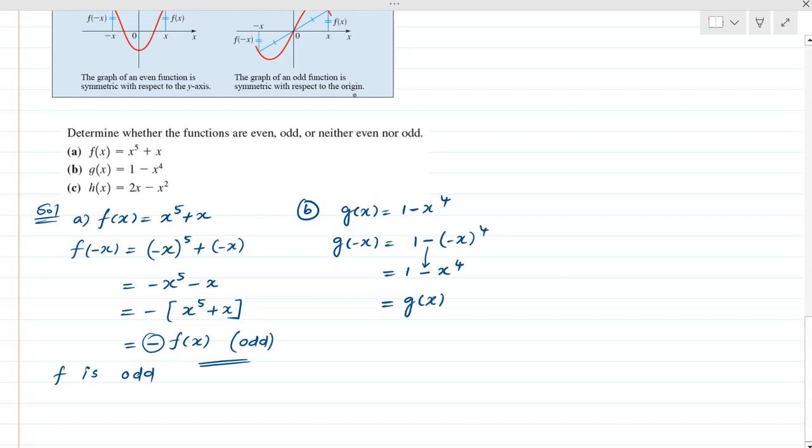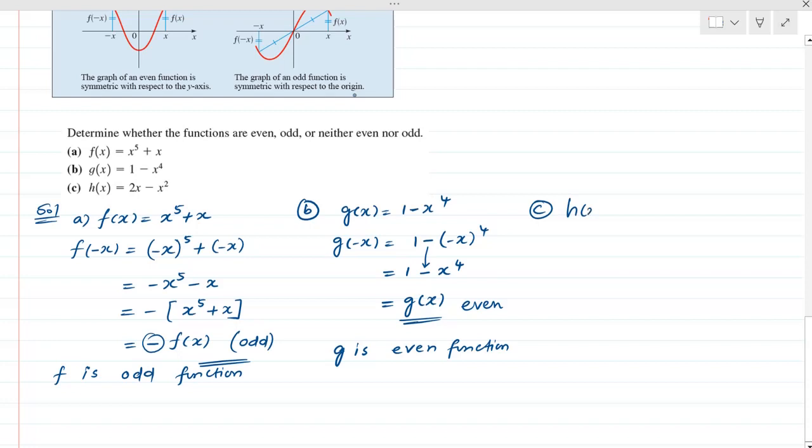What happened? We start with minus x and we get positive g of x. So observe the sign. Therefore, it is even. So I will say g is an even function. And here f is an odd function. Let us go to the last one.